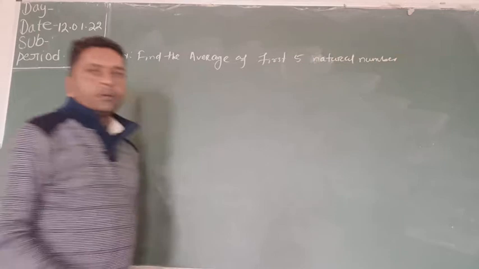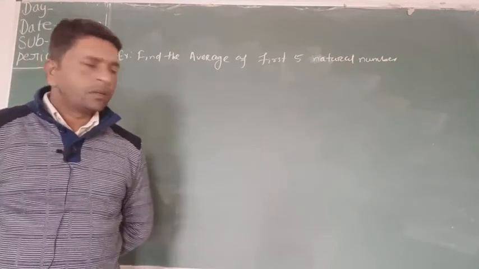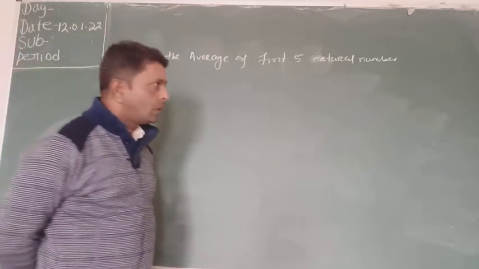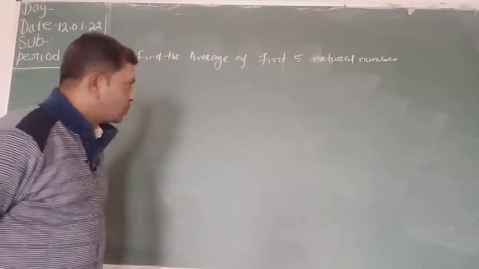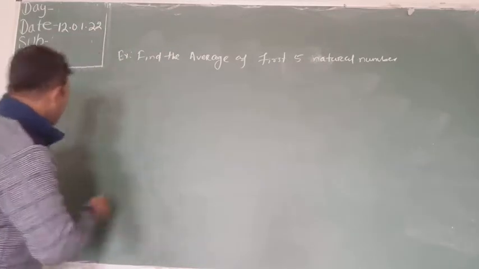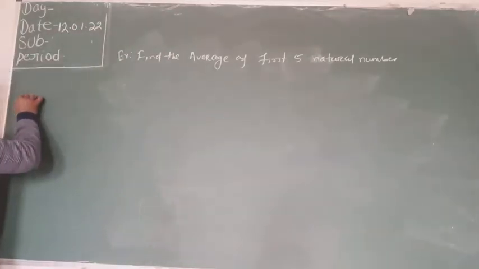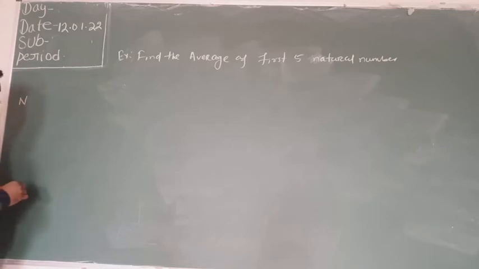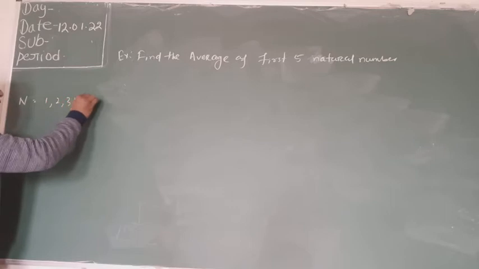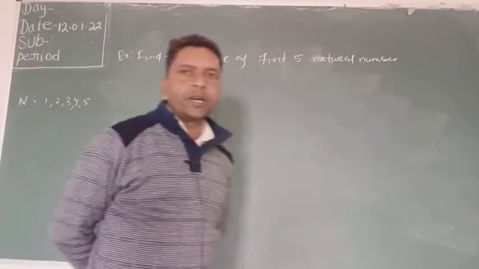First 5 natural numbers. So first we want to know what a natural number is, and what the first 5 natural numbers are. Natural numbers we represent with n, and the first 5 natural numbers are 1, 2, 3, 4 and 5.